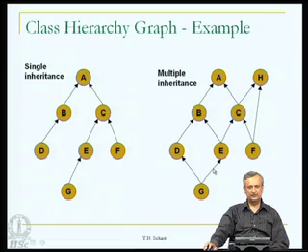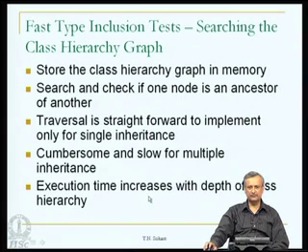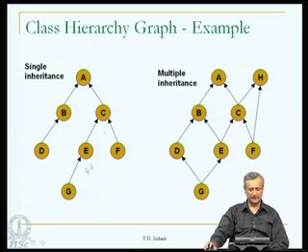So, with a large class hierarchy graph, checking inheritances in a multiple inheritance environment is not straightforward. You may actually have to do a large number of checks before we know whether it is true or false. And the execution time both for single inheritance and multiple inheritance increases with the depth of the class hierarchy. This is clear. If there is a very deep hierarchy, then you may have to go all the way till the root to determine whether some node is an ancestor of some other node, and this ancestor relationship determines the class derivation or otherwise.